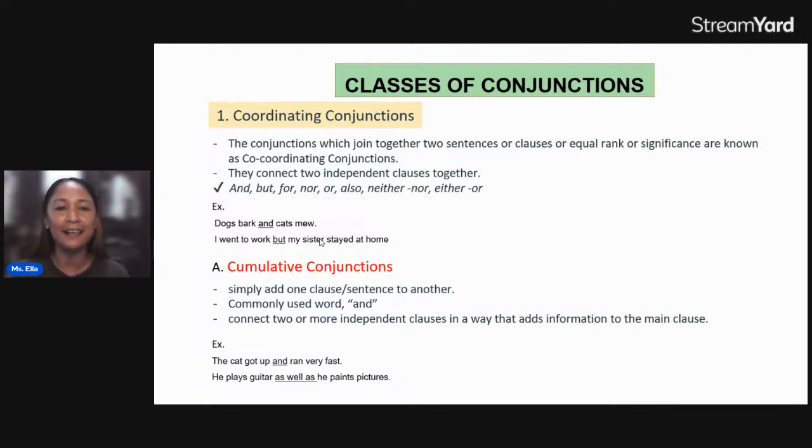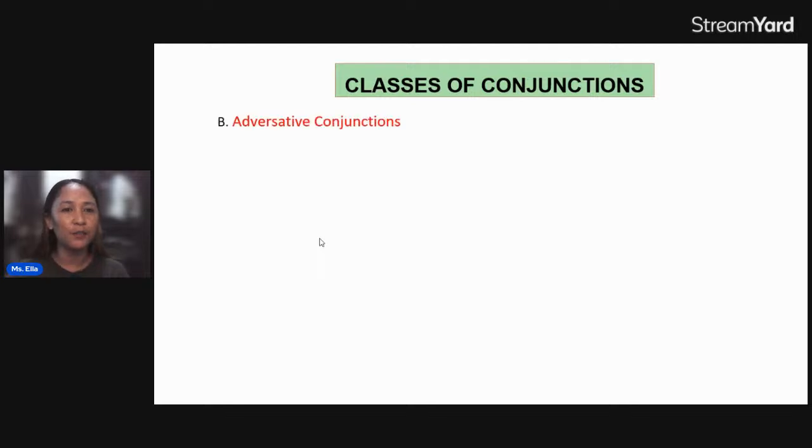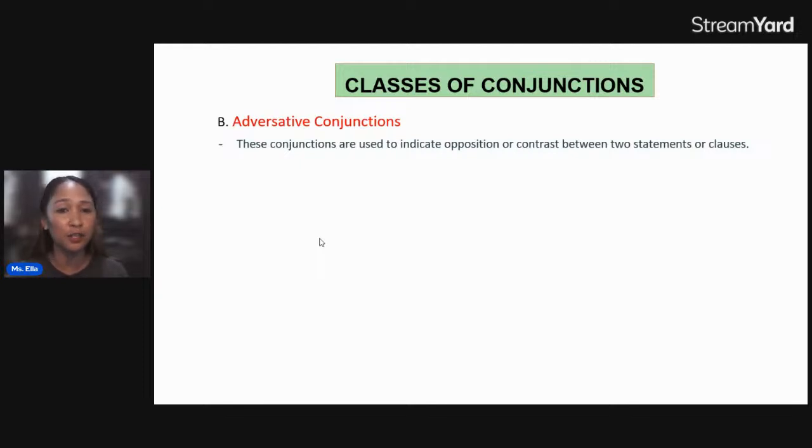All right. Now let's continue. So we have here adversative conjunctions. Adversative conjunctions are used to indicate opposition or contrast between two statements or clauses. So for cumulative conjunction, we use it to add more information about the main clause. But here, in adversative conjunction, we use it to indicate opposition or a contrast between two statements.